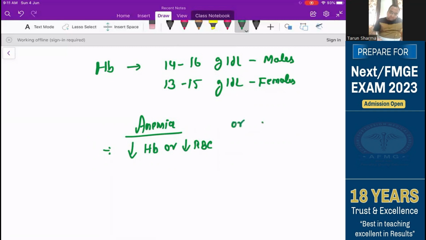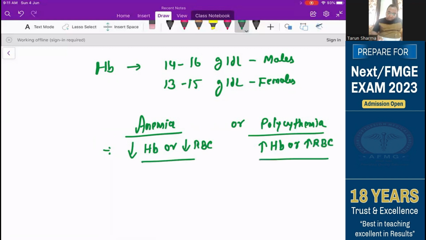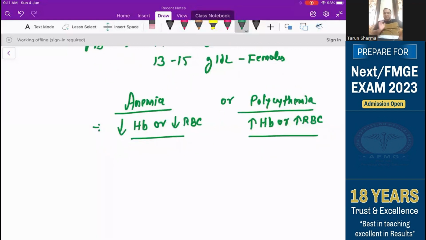Or second thing is polycythemia, that is just reverse of this condition. Polycythemia, when hemoglobin concentration increases above the normal limits and RBC count also increases above the normal limit, that is called as polycythemia. So it is very simple. What we are going to discuss in RBC disorders, basically there are only two diseases. One is anemia, another one is polycythemia. So whenever hemoglobin concentration or RBC concentration is reduced, that is called as anemia, and whenever RBC count or hemoglobin concentration increases, that is called as polycythemia.